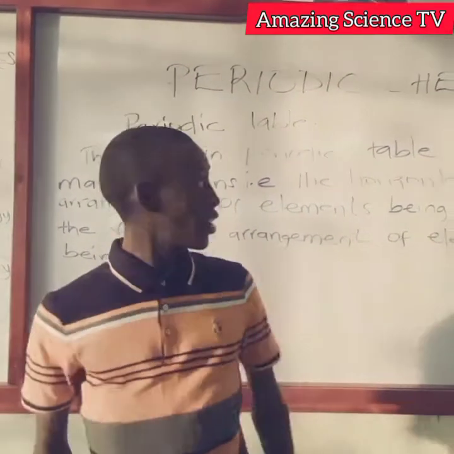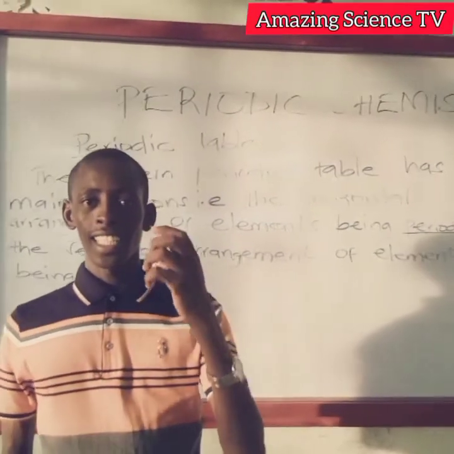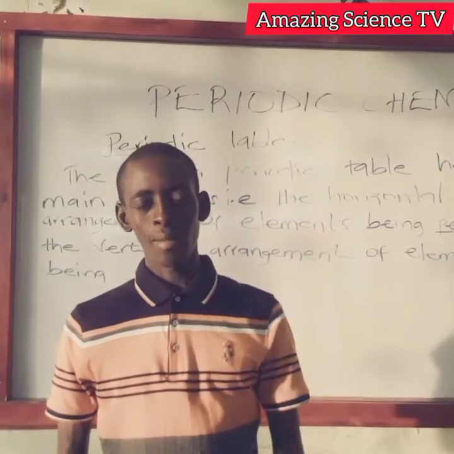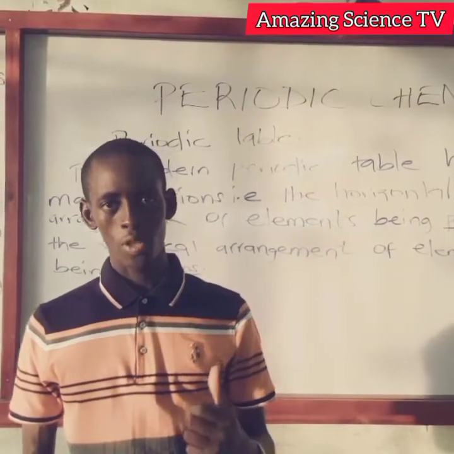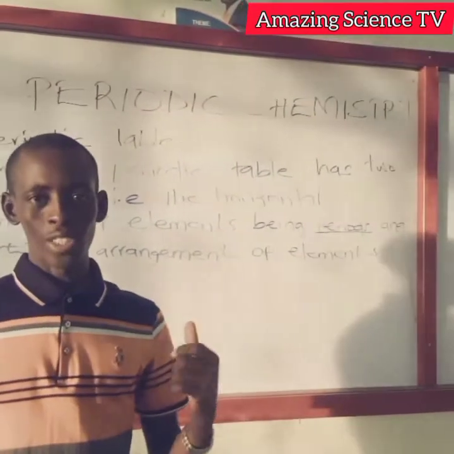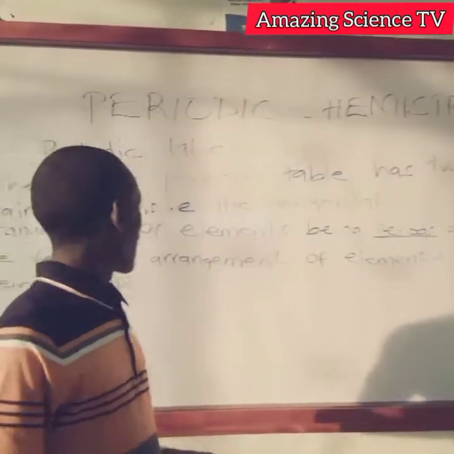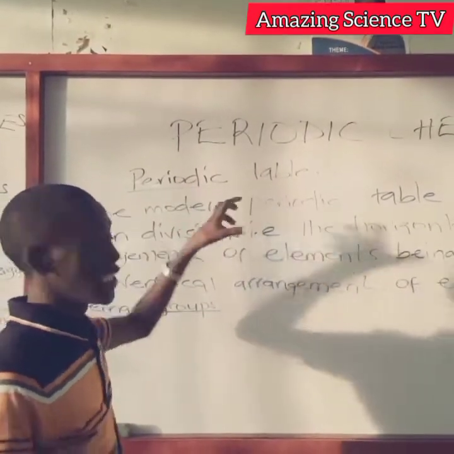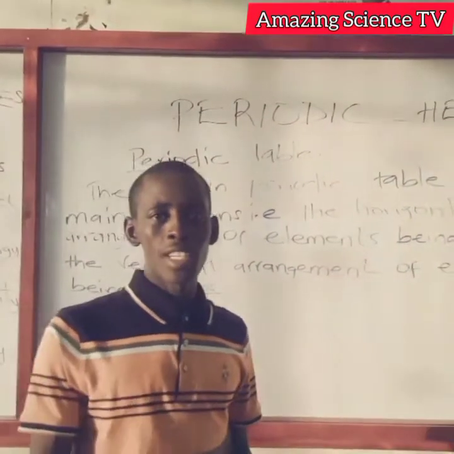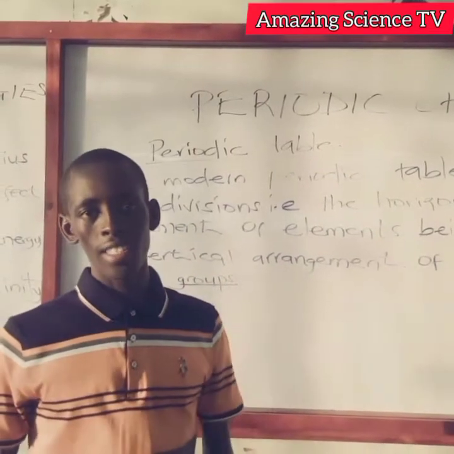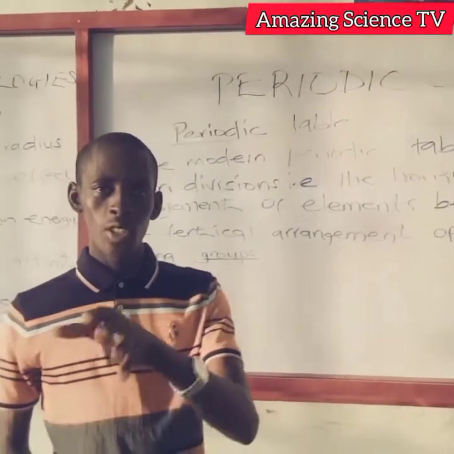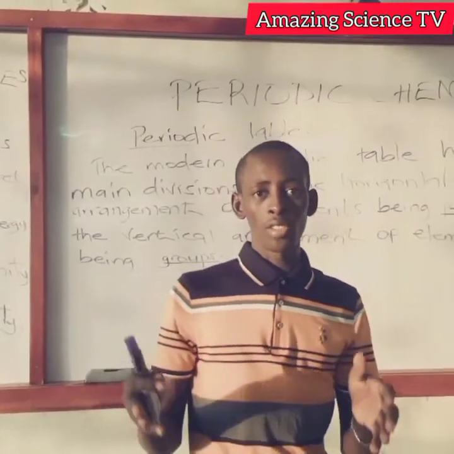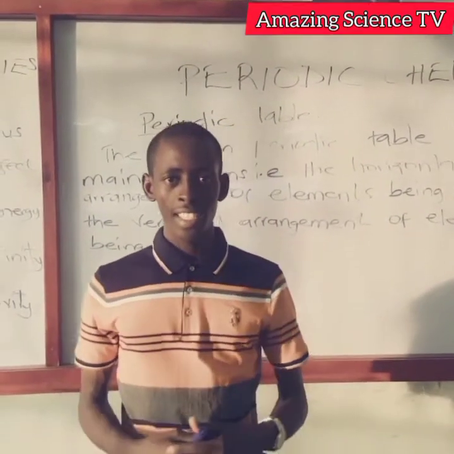So today we are going to be looking at inorganic chemistry, and specifically under inorganic chemistry we shall be looking at periodic chemistry, which is a branch of inorganic chemistry. From here you can see under periodic chemistry we have the periodic table. The modern periodic table has two main divisions: the horizontal arrangement of elements being periods, and the vertical arrangement of elements being groups.